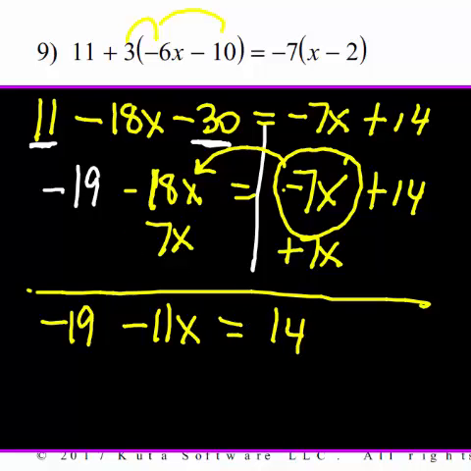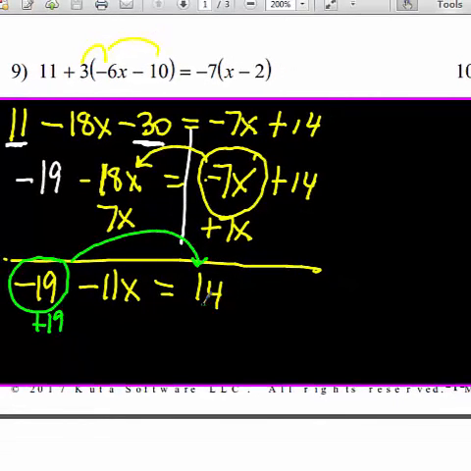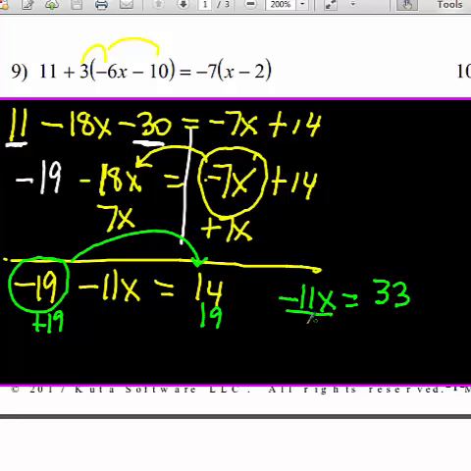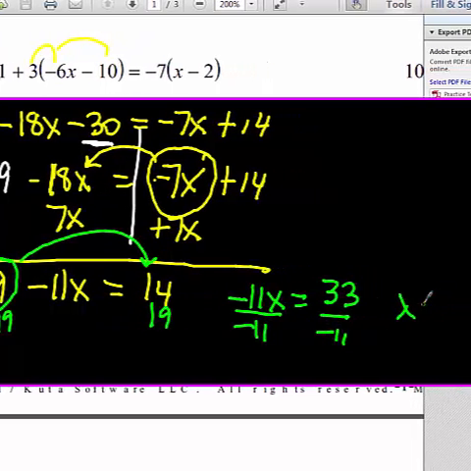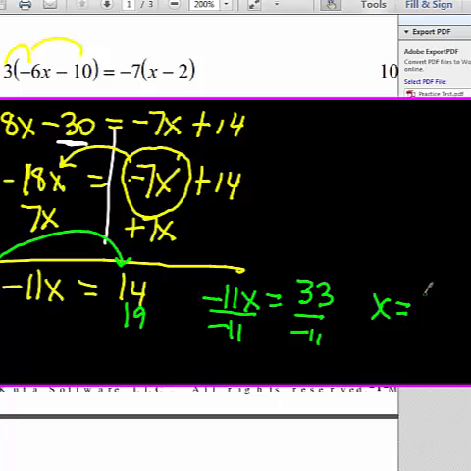equals 14. And we still want to move across, right? So I want to move my negative 19 and move it over there. So we have to add 19 to both sides, and that would give me negative 11x equals 33. So when you divide by negative 11, divide by negative 11, that would tell me that x is equal to negative 3. And that would be our answer there.